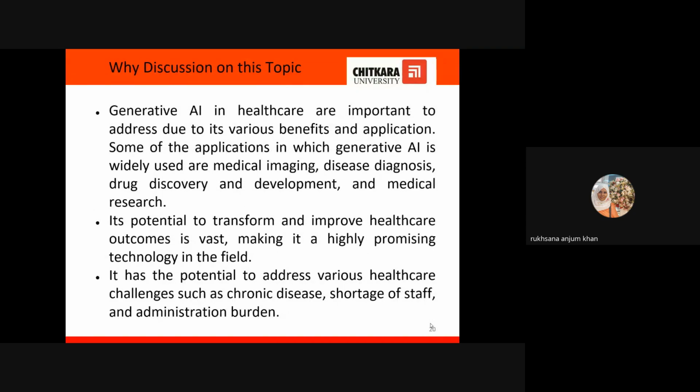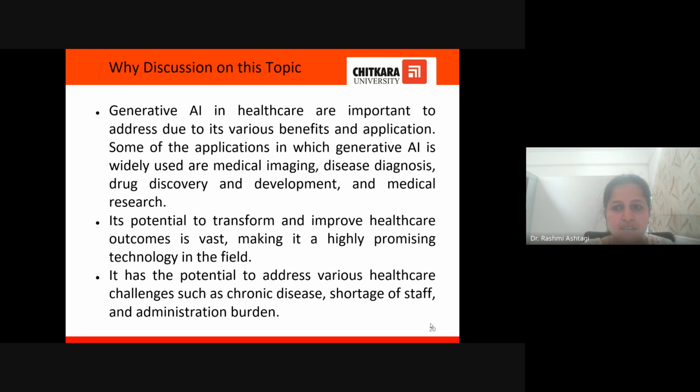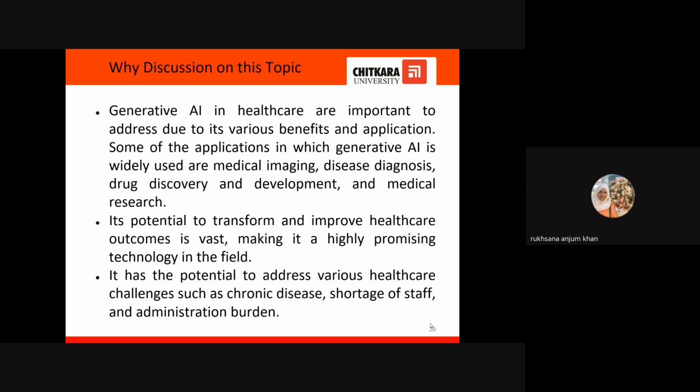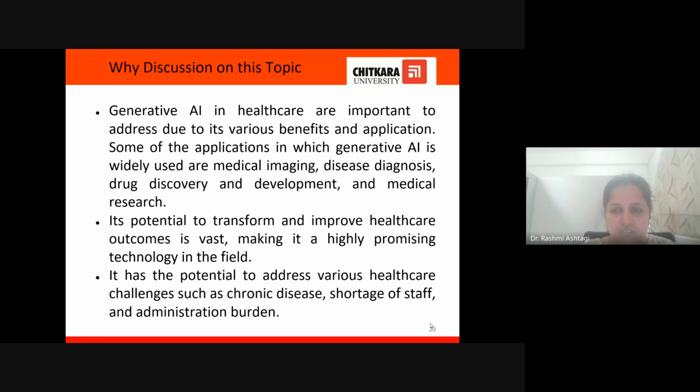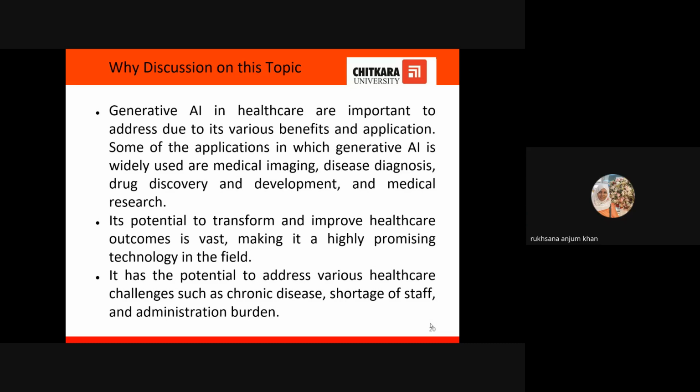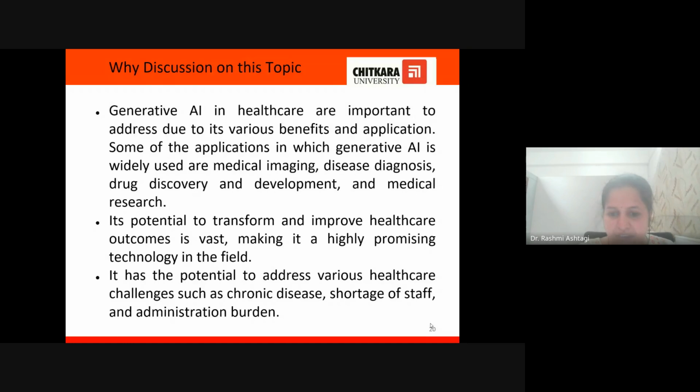Okay, generative AI in healthcare is important to address due to various benefits and applications. We are going to see the big list of applications and also benefits. We will be using it in medical images, disease diagnosis, drug discovery and development, medical research, and it also helps us to improve the outcomes, making it a highly promising technology in the tech field.